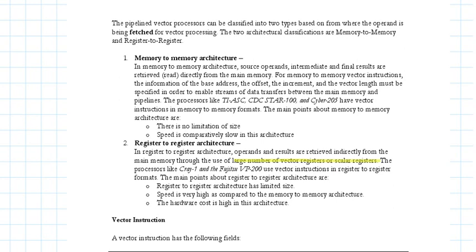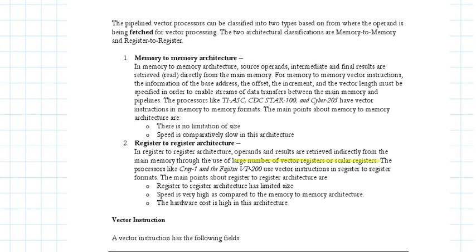So here are some examples for register to register architecture, and here you have some examples for memory to memory architecture. And here are some points to remember about memory to memory architecture and about register to register architecture. For memory to memory architecture, as main memory is involved, there is no limitation of size, obviously. Speed is comparatively slow in this architecture because each and every time you have to fetch something from outside memory.